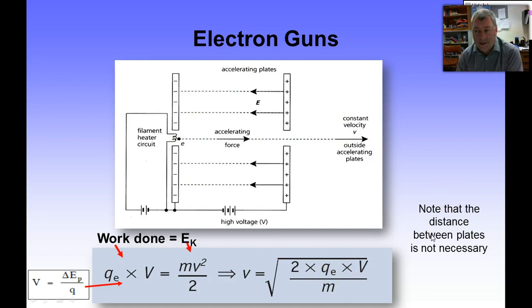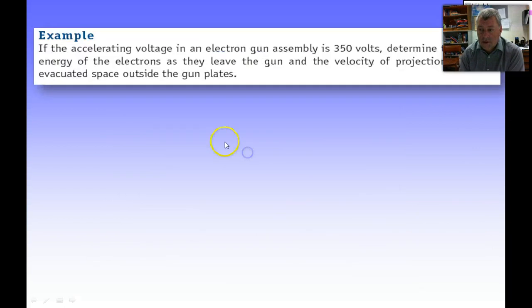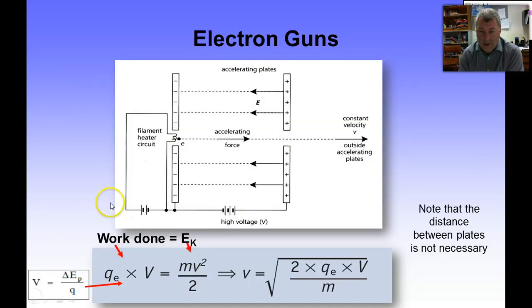Notice that the distance is not necessary because, whoops, let's go back, I'm having a bit of trouble today. It doesn't matter the distance between this plate. It's going to be the same amount of work because you're crossing the same potential difference. And so the plates could be very close together, or they could be a long way away. The same amount of work is going to happen. It just takes longer for the electron to go from plate 1 to plate 2, depending on how far apart they are. Okay, so make sure you understand this diagram and the little bit of formulas there.